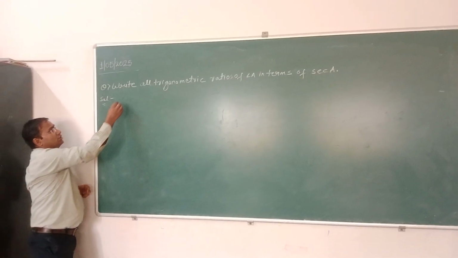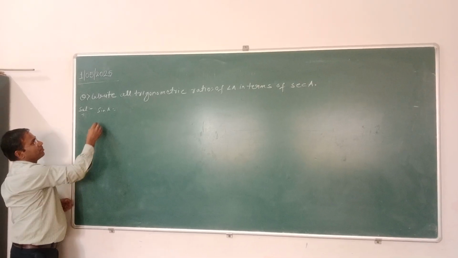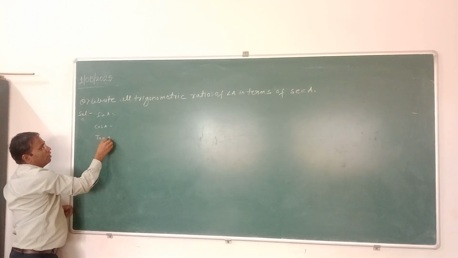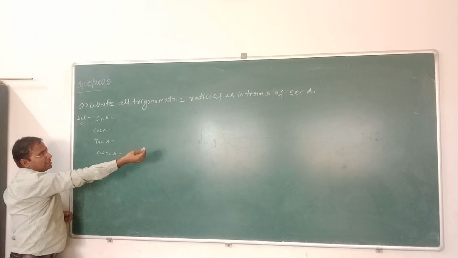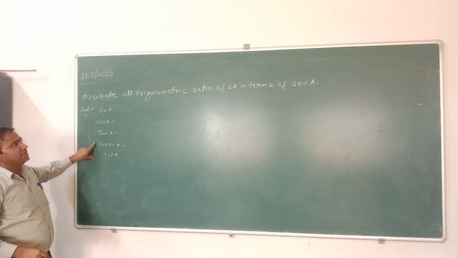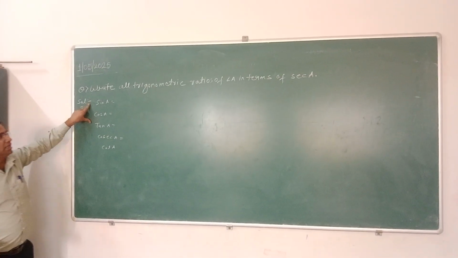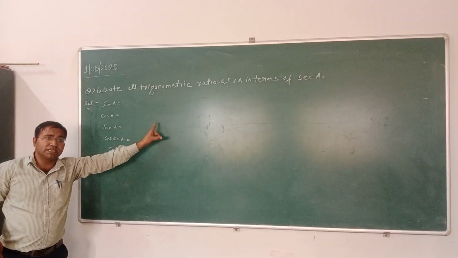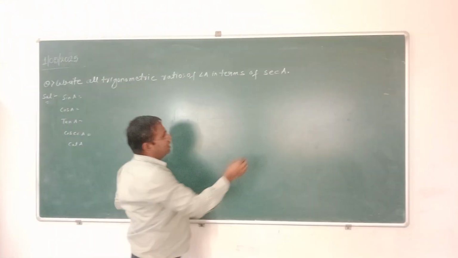So all trigonometric ratios means you will write sin A in the form of sec A, cos A in the form of sec A, tan A in the form of sec A, cosec A in the form of sec A, and last one cot. We have not taken sec here because we have to write all the trigonometric ratios in sec. So for writing these trigonometric ratios in terms of sec A, we will use the identities that I have explained. So you know all the identities.